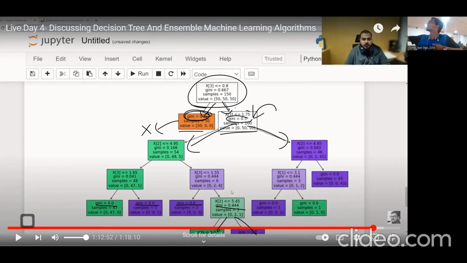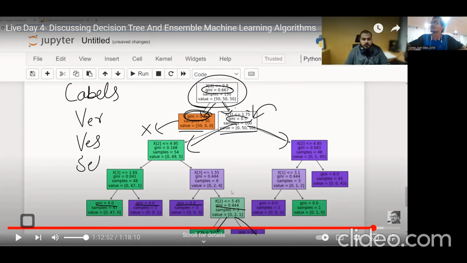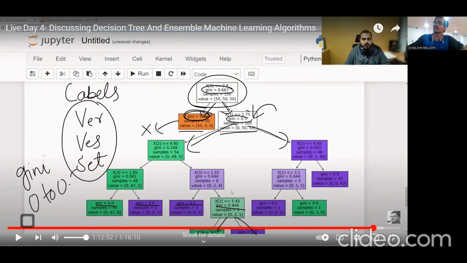Now remember, here Gini is coming 0.6 or something initially. Why? Because we know that the labels that we have for the iris dataset are Virginica, Versicolor, and Setosa. So this is not a two-class classification. This involves three classes. If there are two classes, then the Gini index will have values from 0 to 0.5. If there are three classes, it may be above 0.5 also. Okay, so this has been plotted.